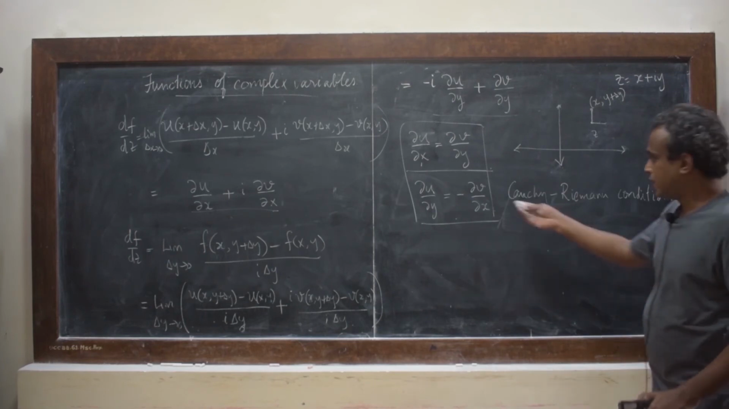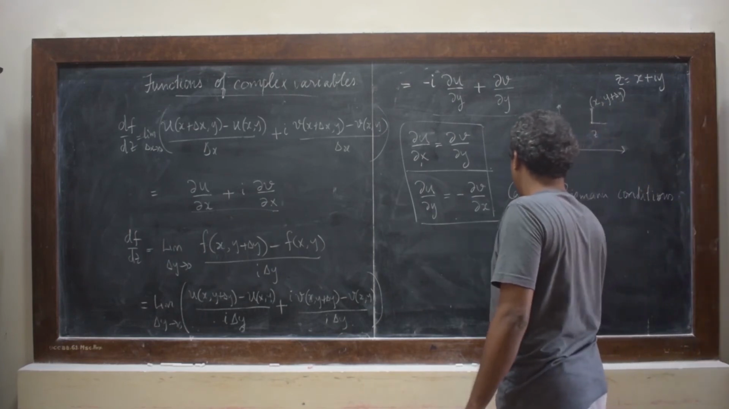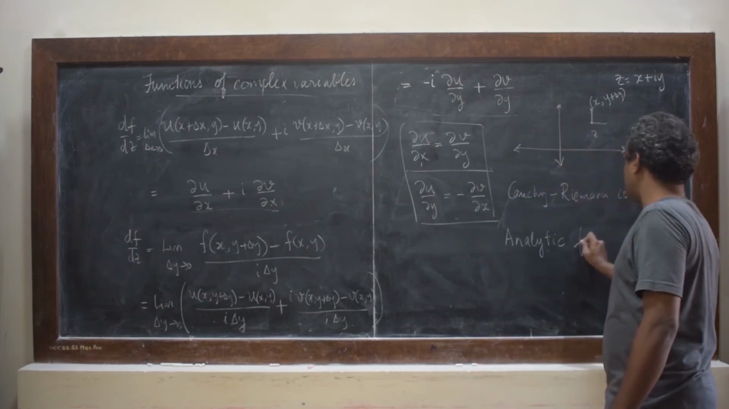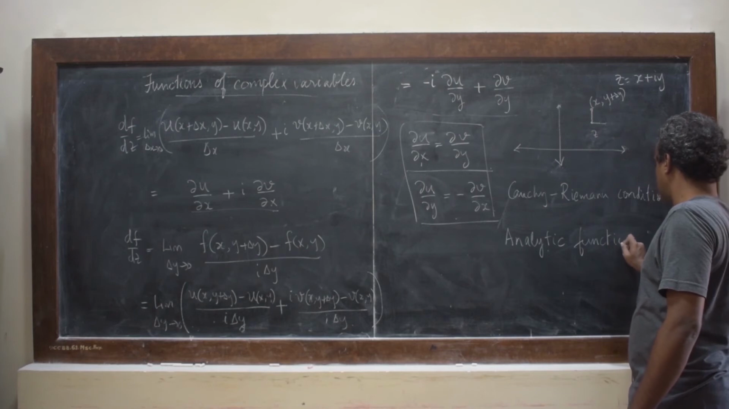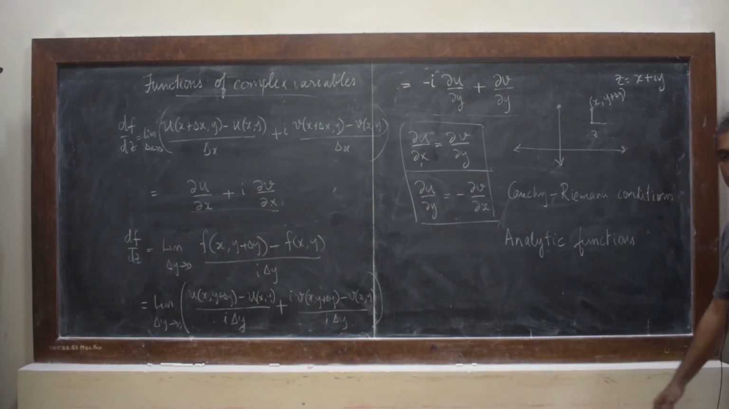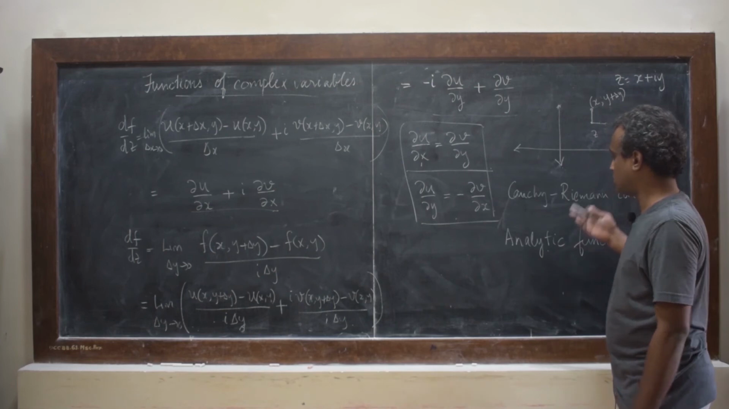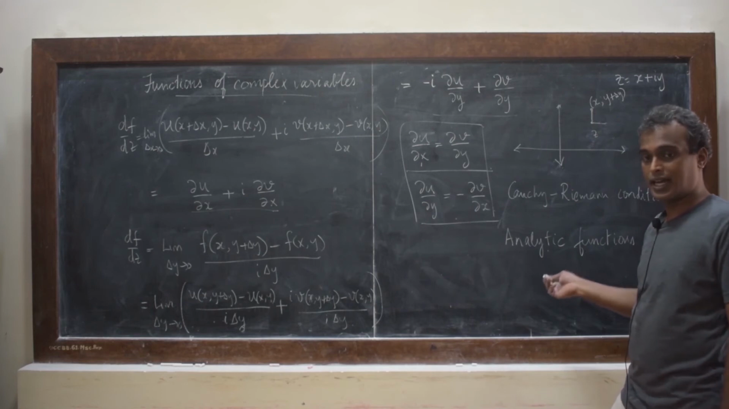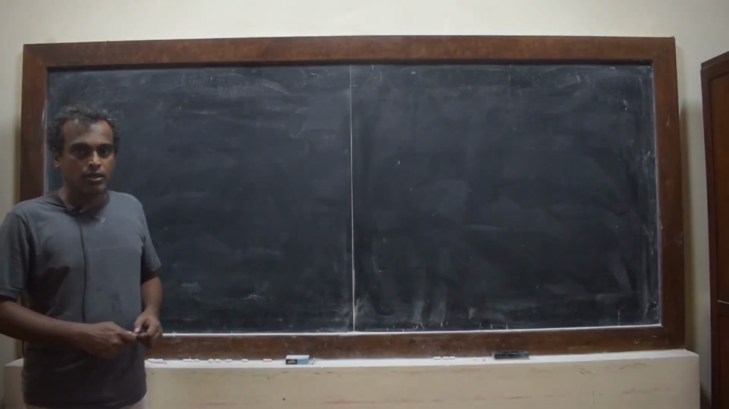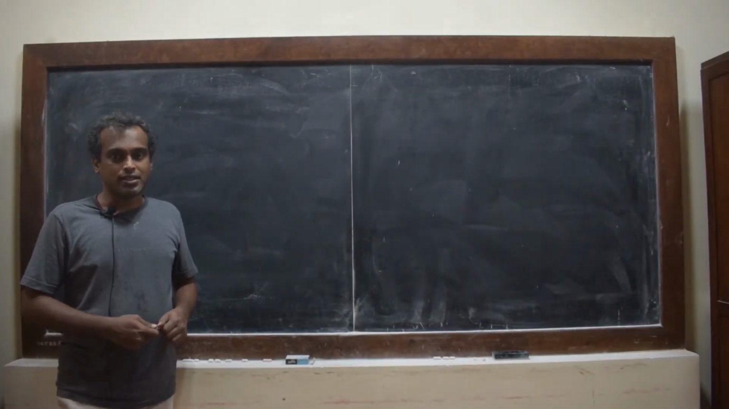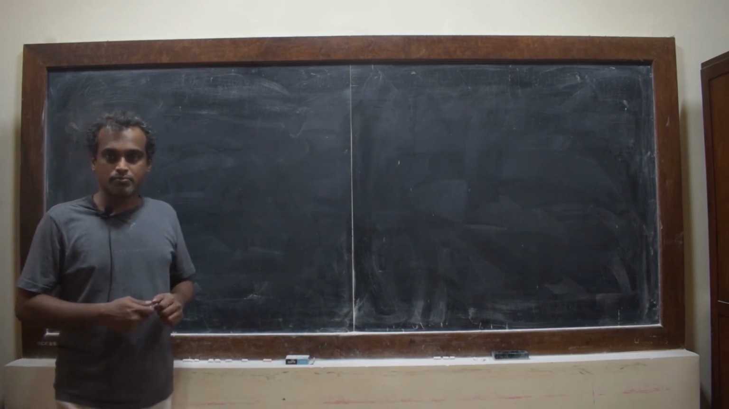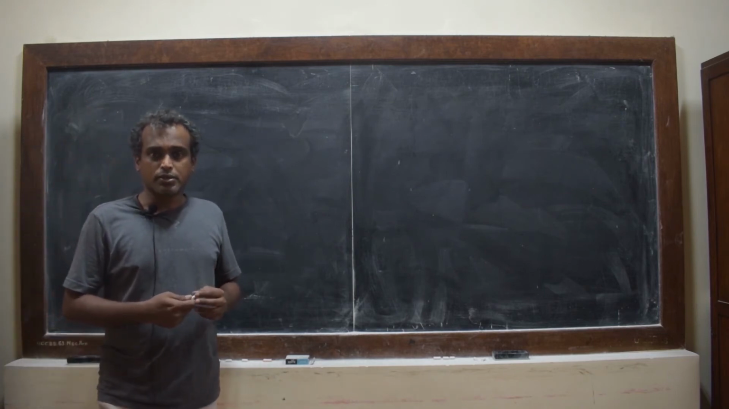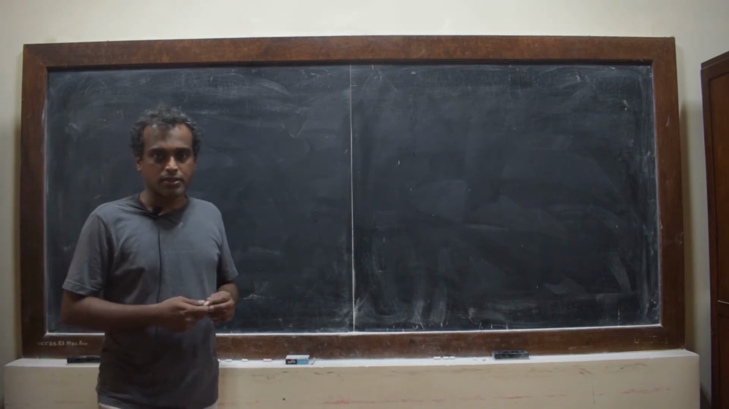These conditions go under the name Cauchy Riemann conditions. And the functions that obey these conditions are very often called analytic functions. That is, if a function obeys the Cauchy Riemann condition at a certain point z, then we say that the function is analytic at that point z. Okay, having seen the Cauchy Riemann conditions, that is a basic requirement for analytic functions to satisfy.